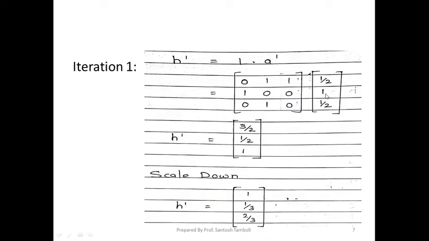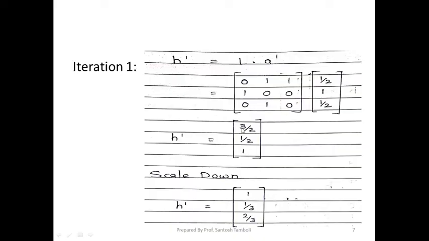Second row into this column will get 1 into 1 by 2, that is 1 by 2, and third row into this column, that is 1 into 1, will get 1. Again we will scale down by identifying the maximum value from these three values, that is 3 by 2 be the maximum. So multiply all these three values by 2 by 3.